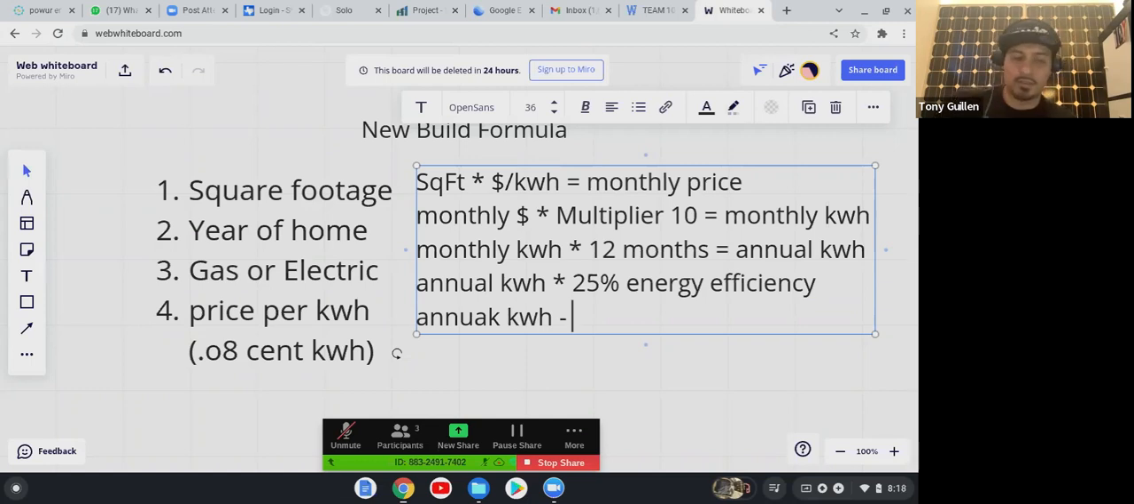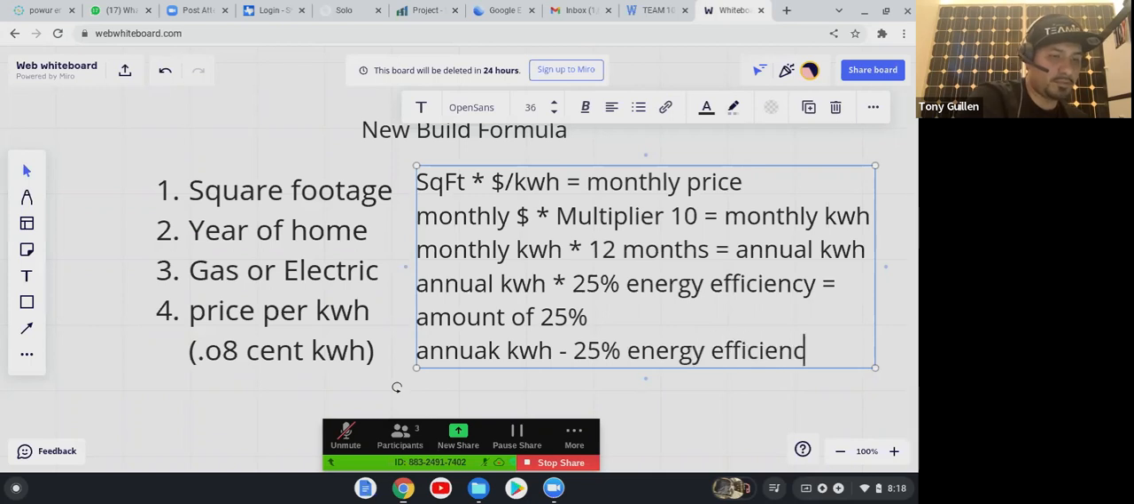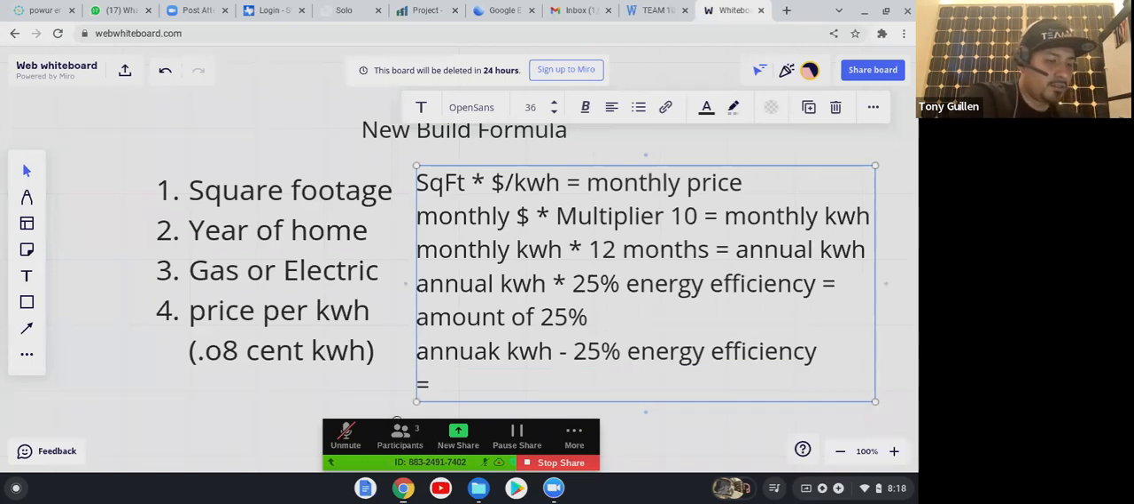So once you get the amount of 25%, now you're going to subtract it. So subtract 25% energy efficiency. Awesome. And once you do that, now you're going to get an annual usage. Any questions on this?